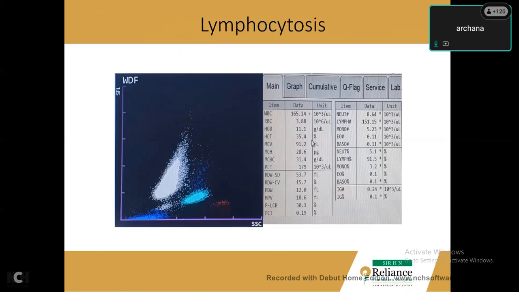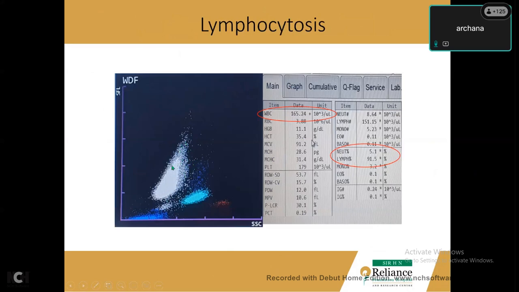So this is a scatter plot. As you can see, the count is 1,65,000 and almost 90% lymphocytes. However, there's an asterisk against all the differential counts. That is because if you look at the scatter plot, where the normal lymphocytes are present, there is an expanded, very dense population, obviously because they're possibly 90% of these cells. The differentiation between lymphocytes and monocytes seems to have merged. You can't distinguish between the two. Maybe there are no monocytes.